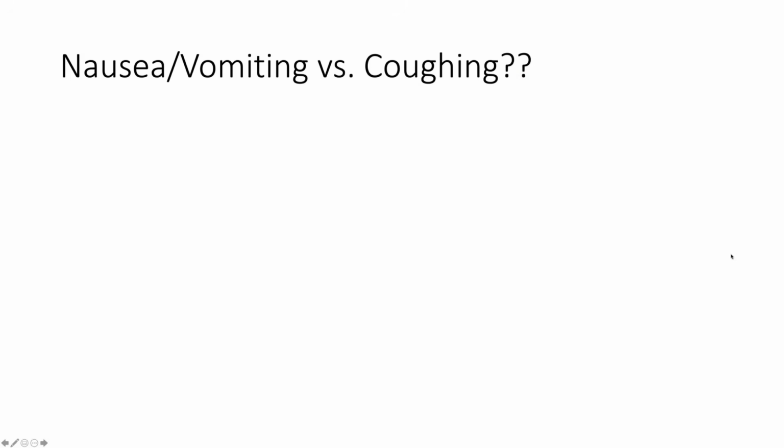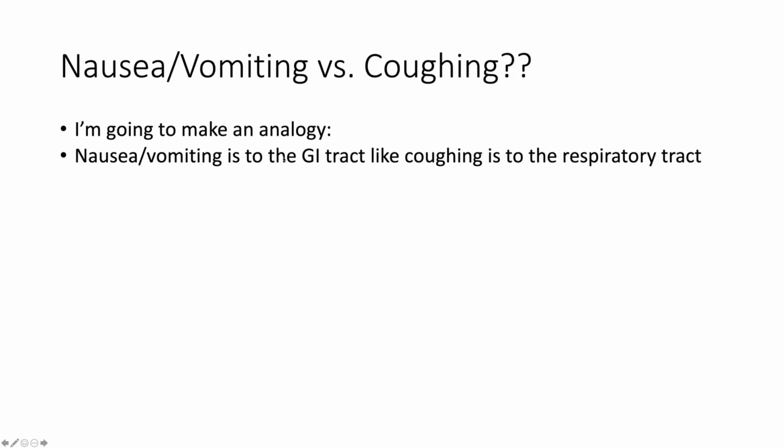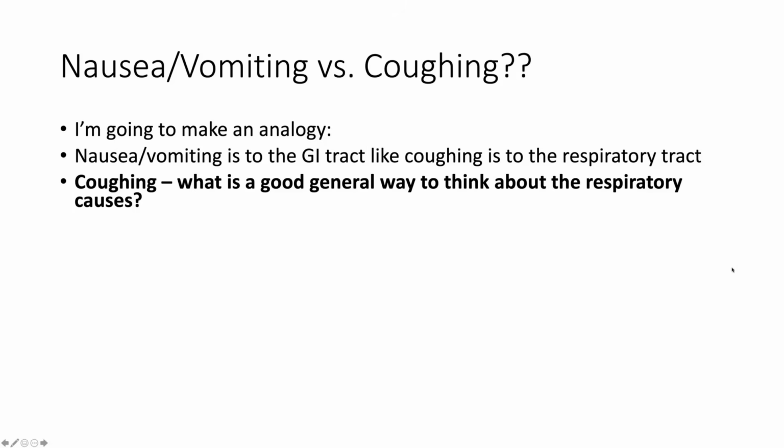All right, so now we're going to tie this to coughing. Saba, I'm going to make you an analogy. Nausea and vomiting is to the GI tract like coughing is to the respiratory tract. So Saba, what's a good way generally to think about coughing and the respiratory causes? I guess with the same concept of increased sensitization. Yeah. So if inflammation or increase in pressure causes an increase in nausea and vomiting in the GI tract, what would cause an increase in coughing in the respiratory tract?